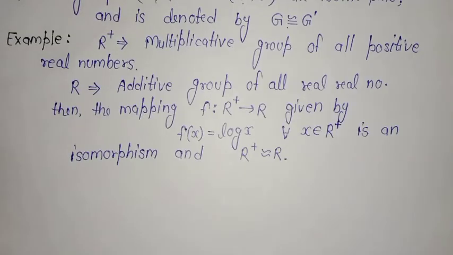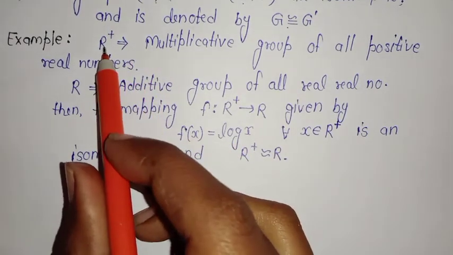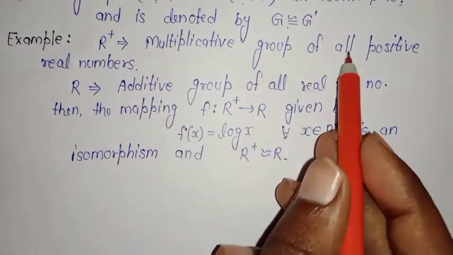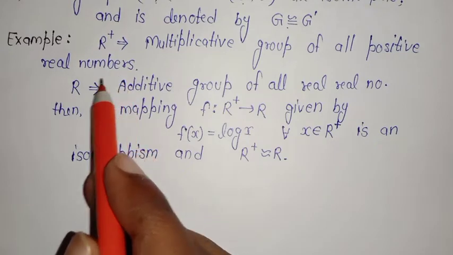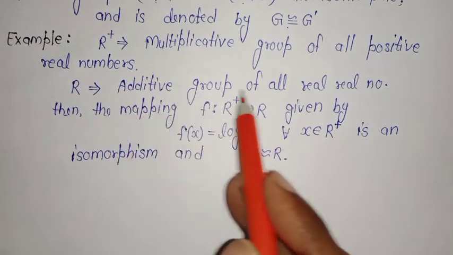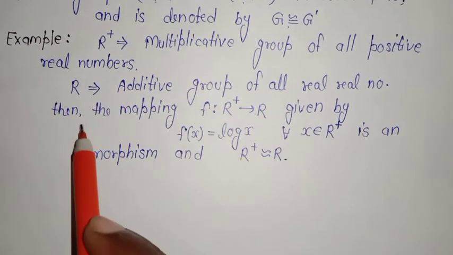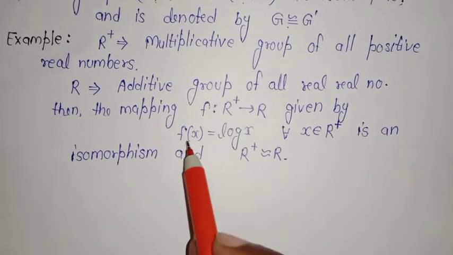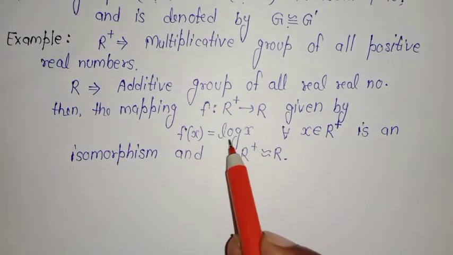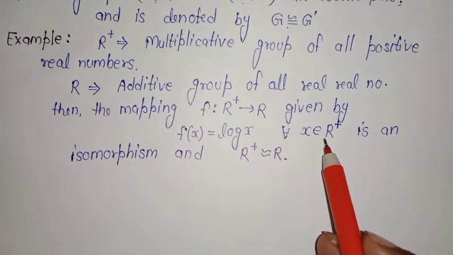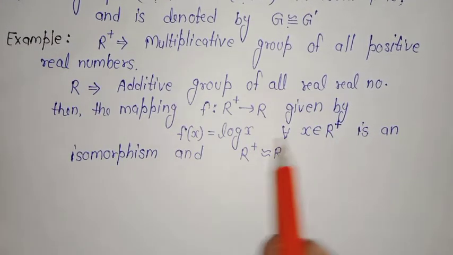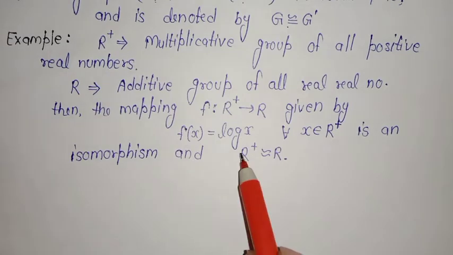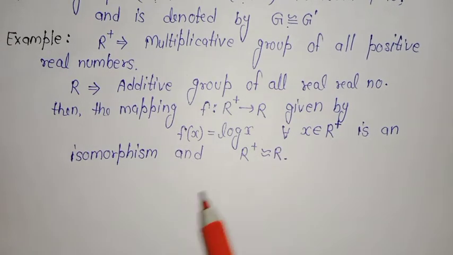So our first example is: suppose R+ denotes the multiplicative group of all positive real numbers and R is the additive group of all real numbers. Then the mapping f from R+ to R given by f(x) = log x for all x belonging to the first group R+ is an isomorphism. Then R+ is isomorphic to R. We have to show this.